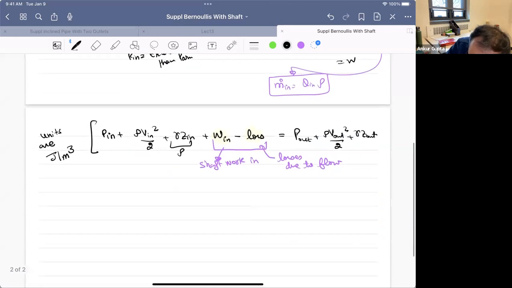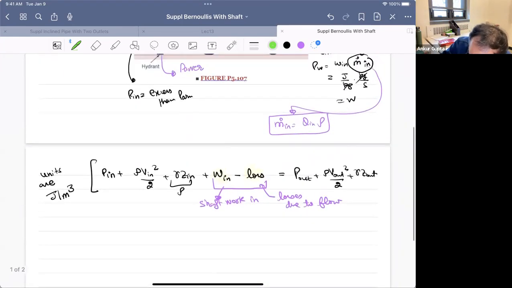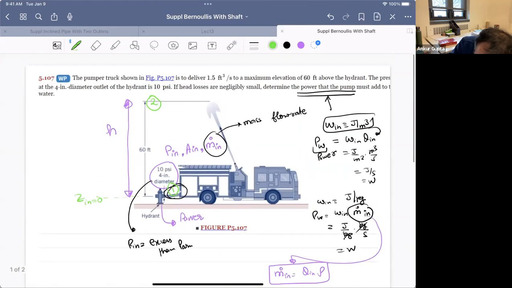All right, so my point number one is the inlet, and point number two is at the top. Okay, it's the highest point in the system. So I'll choose this to be z equal to zero, just for simplicity. So my z in is equal to zero, and z out is equal to h.